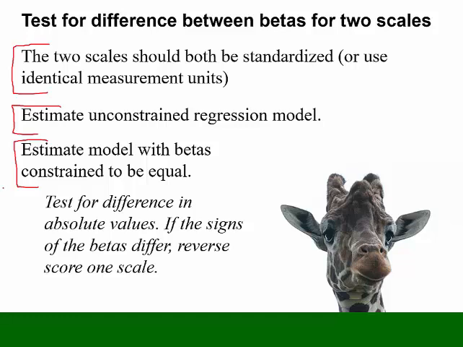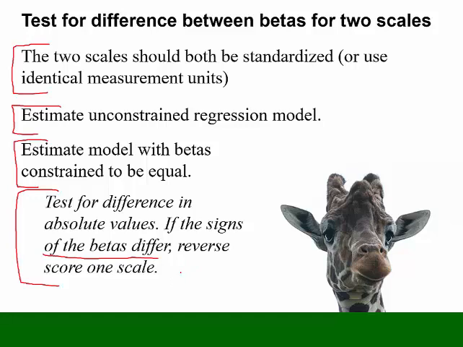Remember that when we're doing tests for differences between effects, we want to know what is the difference between the effects and the absolute magnitude of effect. And so we don't want to have positive and negative signs interfering with these results. So if you have a situation where you have two betas and they're going in different directions, if the signs differ, if one of the betas is positive and one is negative, you need to go back and reverse score one scale so that both your variables are scored in the same direction.